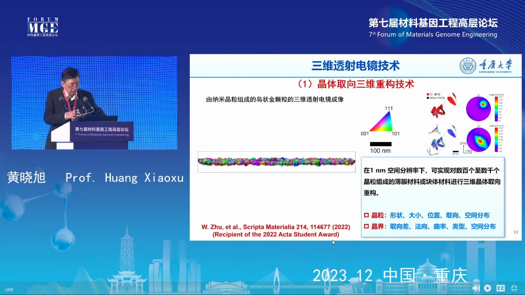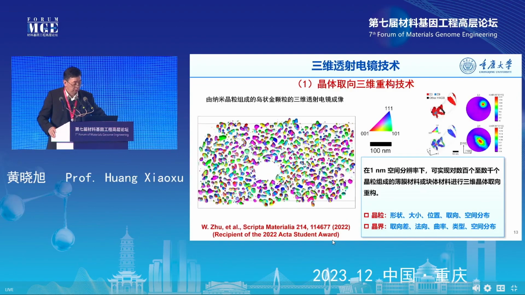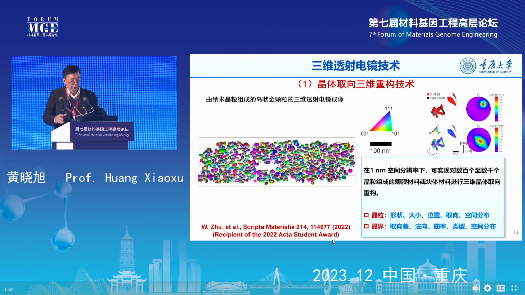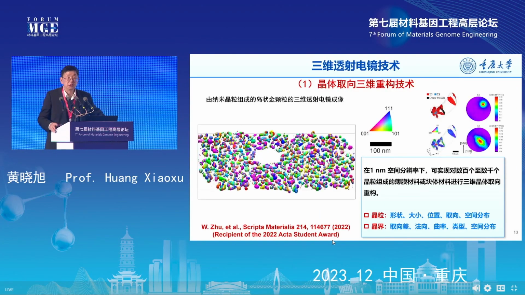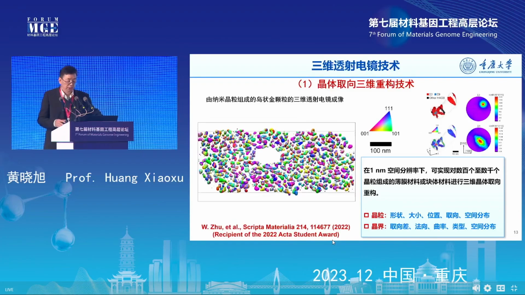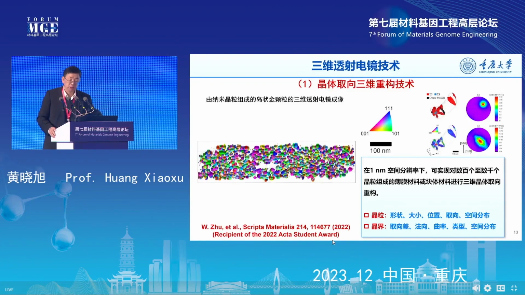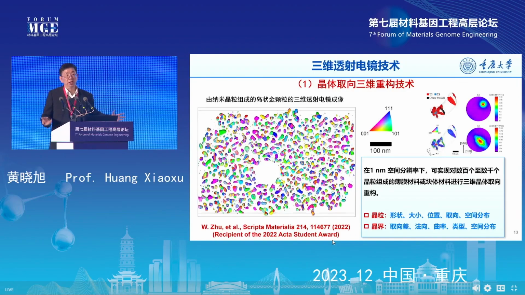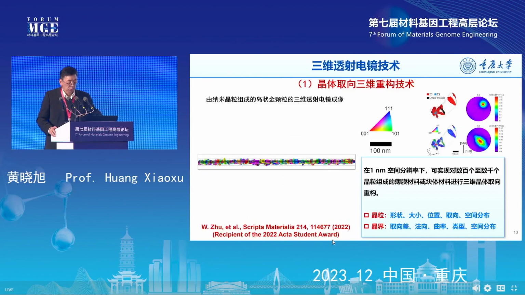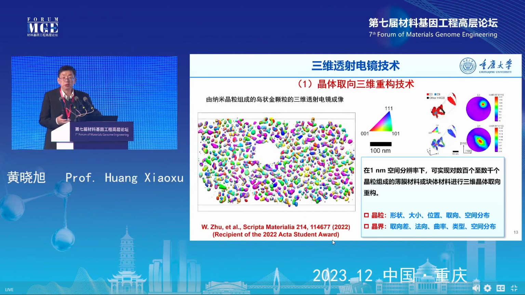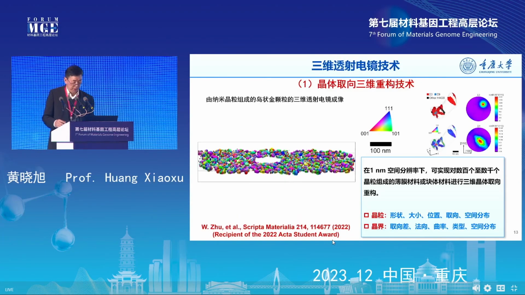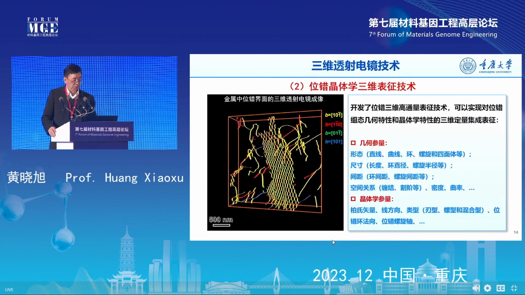Here is one slide in Chinese, just to give an overview of what we can do with the technique. Here is the 3D orientation, the grain mapping in 3D. For the grains or phases, we can get the shape, size, position, and orientation, as well as their spatial distribution in the volume. For the interfaces, we know the orientation relationship between grains, misorientations, the normal to the boundaries, curvature, the type of boundaries, and their spatial distributions.